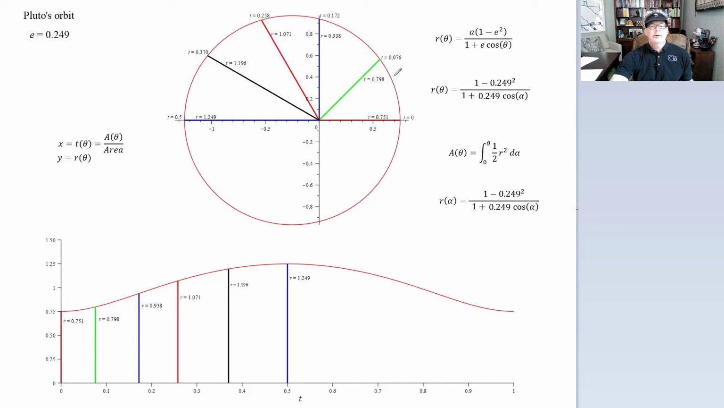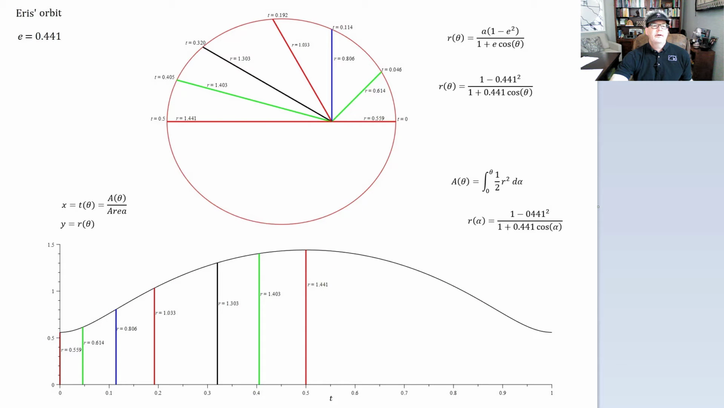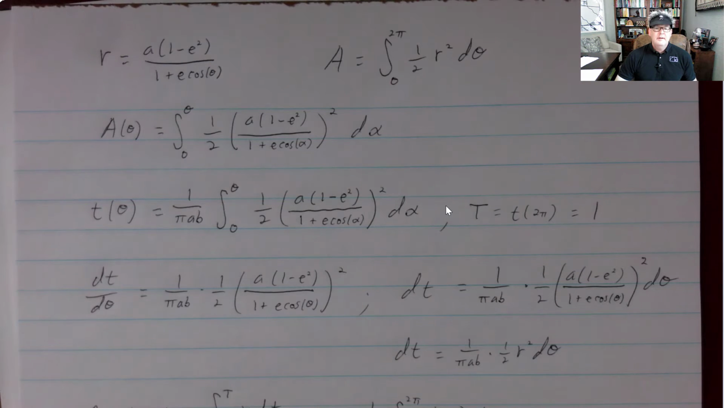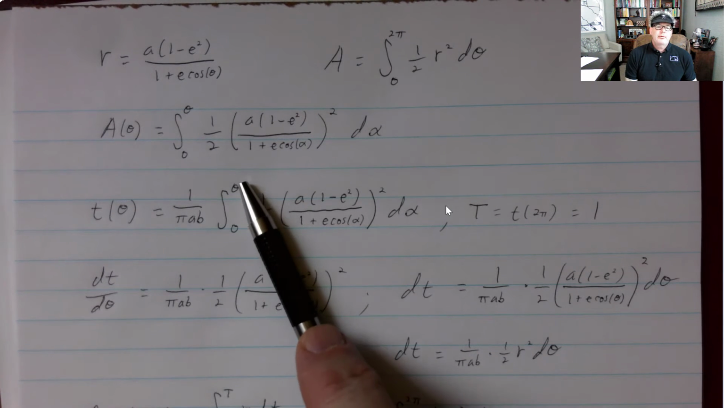Here we are for Pluto. Here are the times, a little bit eccentric. Here we are for Eris, the times. You can kind of tell, by Kepler's law of equal areas, you're going to go faster the closer you are to the sun. So here's the math we will need.